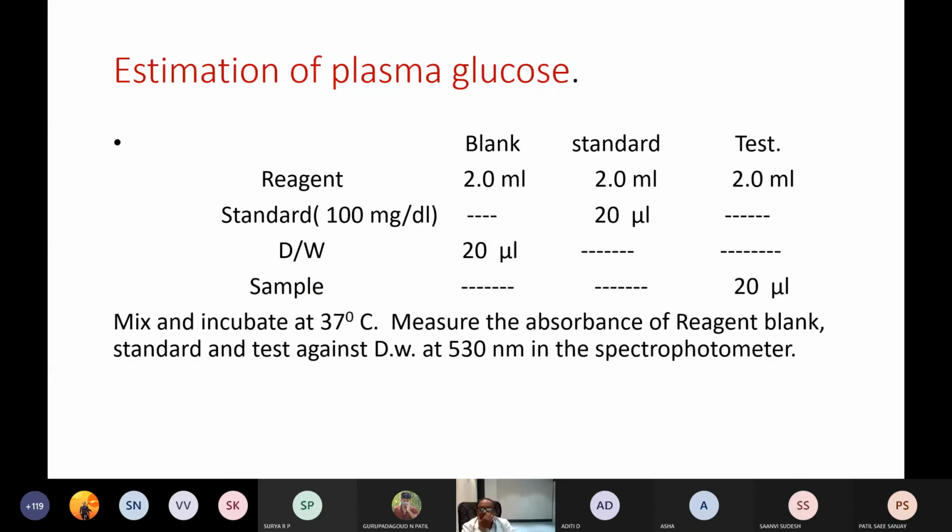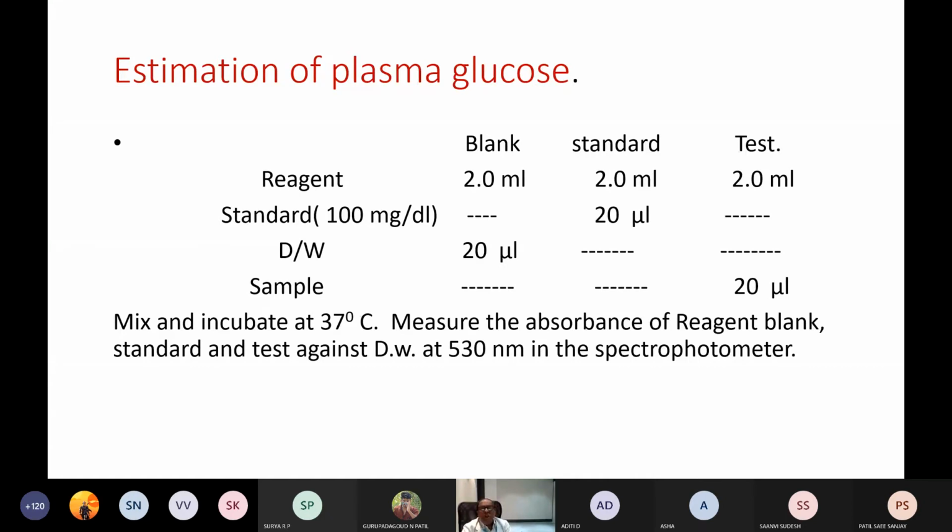Now for that, you have to take 3 test tubes and label them as blank, standard and test, and then add 2 ml of reagent to all of them. The method we use is the GOD-POD method, that is, the glucose oxidase peroxidase method. That reagent will be there.